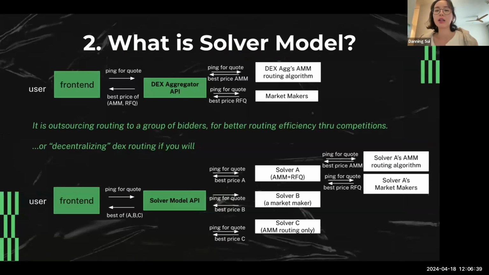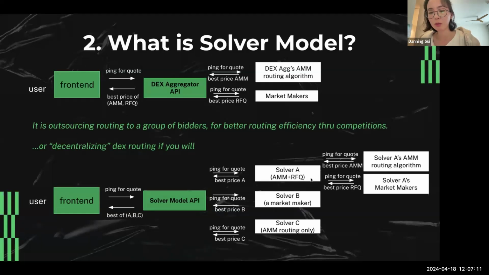So that's RFQ. And so what is the solver model? Basically, what we mentioned earlier is that a DEX aggregator pings AMMs and market makers, compares the prices, and gives the user back the result, the user confirms, and it's sent on-chain. But now the solver model is slightly different, where the platform will just ping a bunch of players, the solvers, who give quotes to compete and see what's the best price. It's somewhat an extra layer of aggregation.